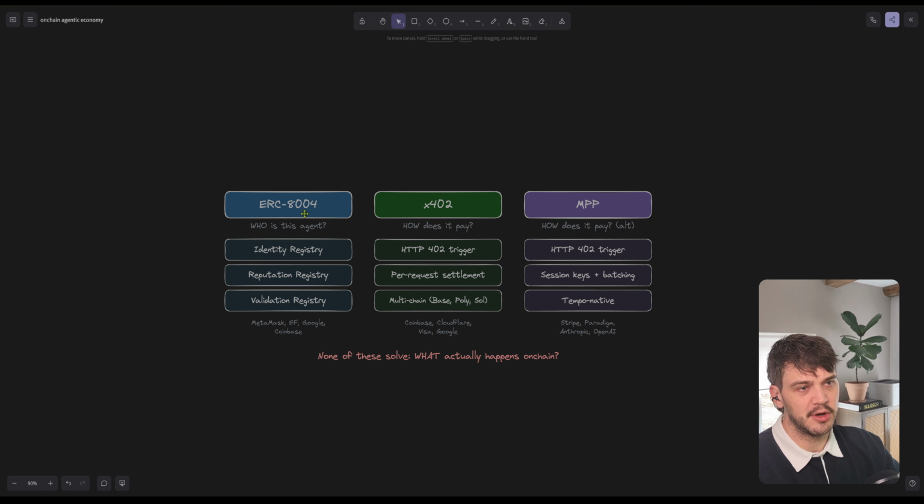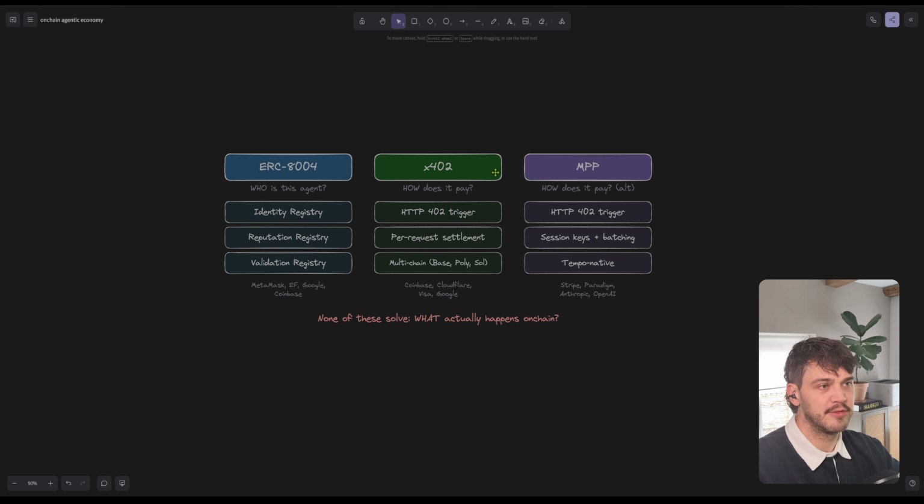The authors of this framework are from MetaMask, the Ethereum Foundation, Google, and Coinbase, so it does have a lot of institutional weight behind it. But notice what it doesn't do. It tells you who an agent is and whether you can trust it, but it doesn't actually move the money. And that's where we can then move into the other layers that we have here.